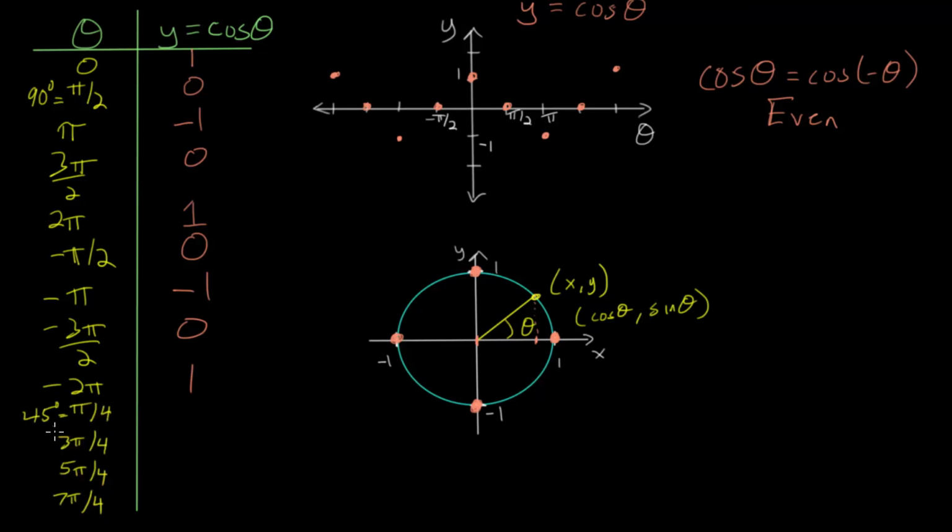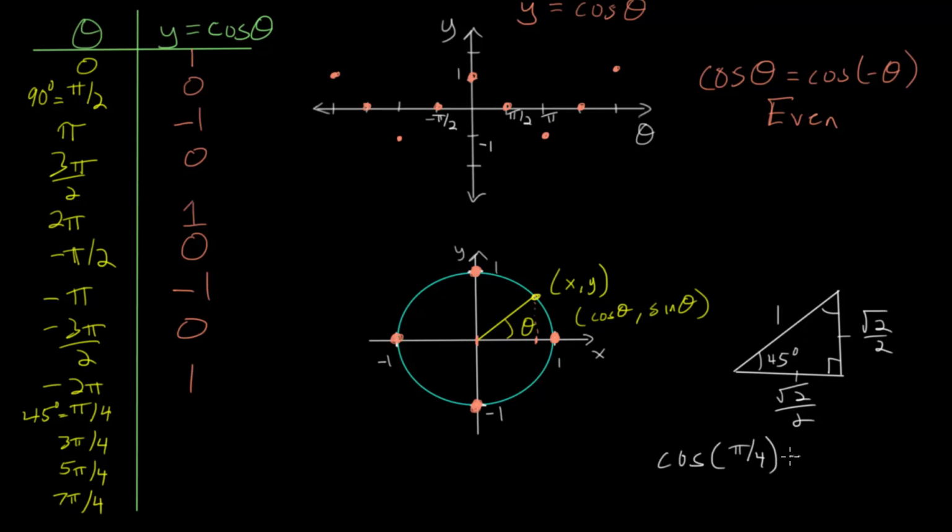With a pi over 4 radian angle, or 45-degree angle, we can construct a special right triangle on this unit circle, meaning that the hypotenuse is 1, and each of these angles is equal to 45 degrees, or pi over 4 radians. With the properties of 45-45-90 right triangles, we can figure out these side lengths since they are equal, since this is isosceles. Using the Pythagorean theorem and simplifying, we find that each of these lengths would be the square root of 2 over 2.